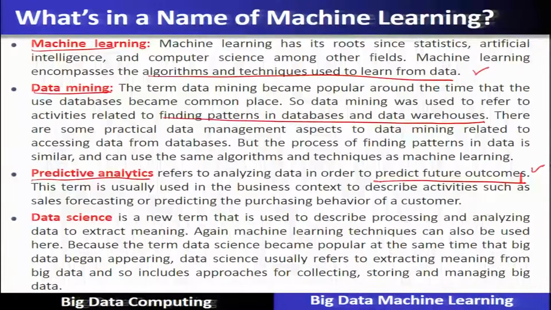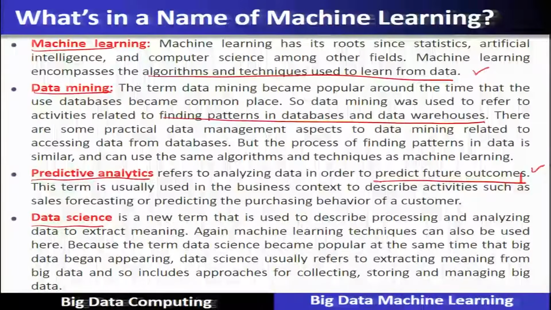Furthermore, data science is also a related term. Data science is a new term that is used to describe processing and analyzing the data to extract meaning out of it. Again, machine learning techniques can also be used here in data science, because the term data science became popular at the same time as big data began appearing. Data science usually refers to extracting meaning from big data, and so includes approaches for collecting, storing and managing big data. Therefore, data science also uses the techniques of machine learning to extract the meaning out of the data.